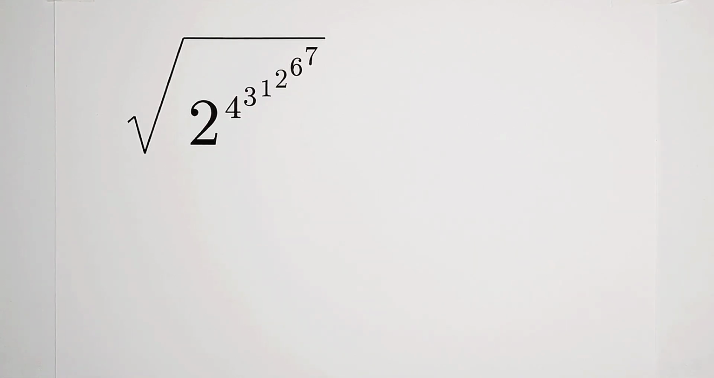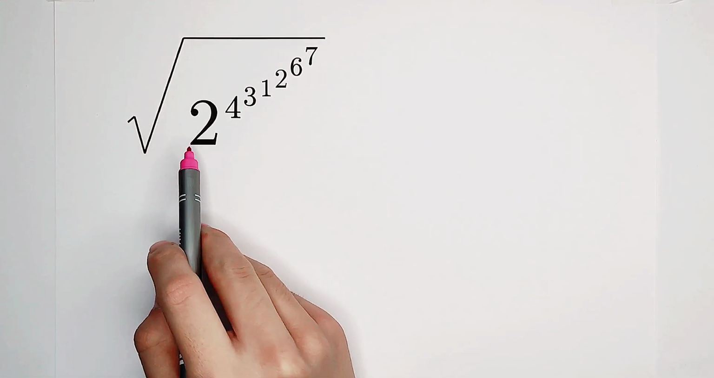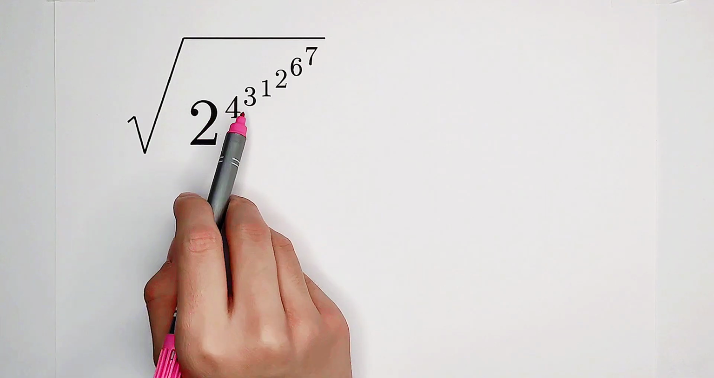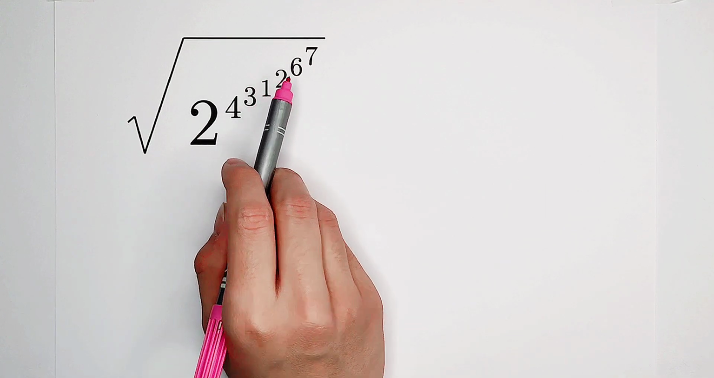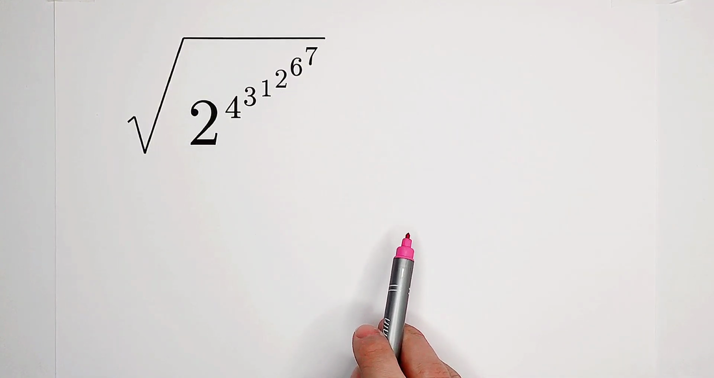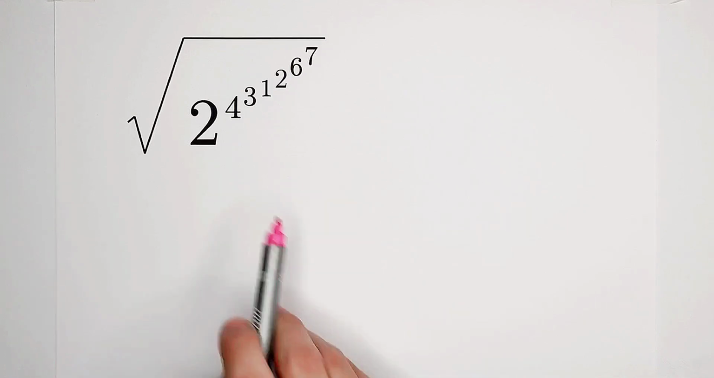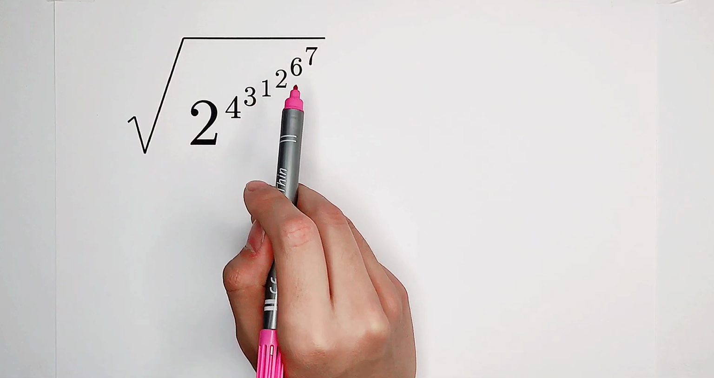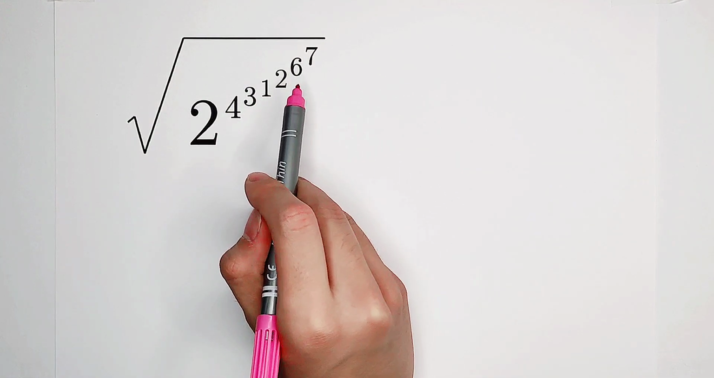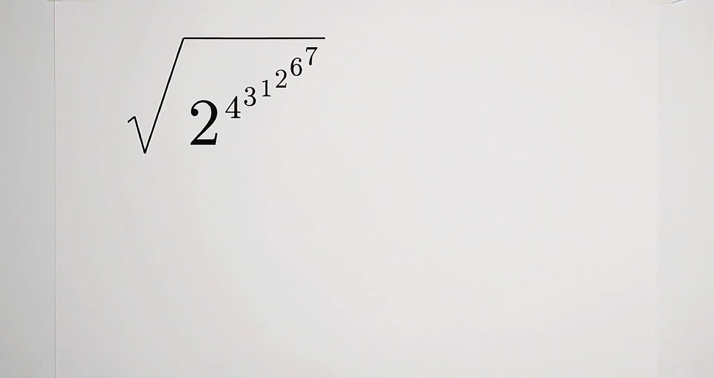This is a very famous question. Calculate the square root of 2 to the power of 4 to the power of 3 to the power of 1 to the power of 2 to the power of 6 to the power of 7. Very tough, isn't it? How many exponents? Let us count. 1, 2, 3, 4, 5, 6. 6 exponents. Don't worry. I think most of you have noticed this one is special, isn't it?